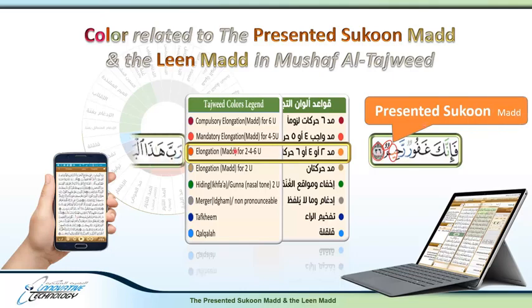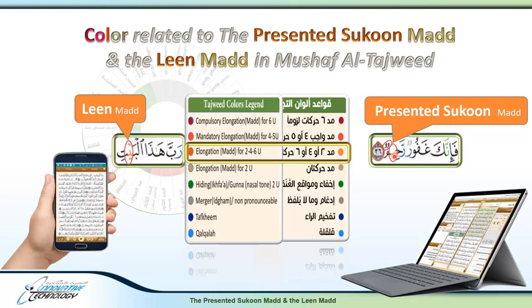There is another presented sukoon where the vowel, like the ya, is not a med letter but a lean letter. Like in this example, al-bayt. The ya here is a lean letter, and the same rule applies. If we stopped at al-bayti, which has a kasra, we get a presented sukoon with a med, al-bayt. But we call this lengthening here a lean med in order to differentiate it from the presented sukoon med.